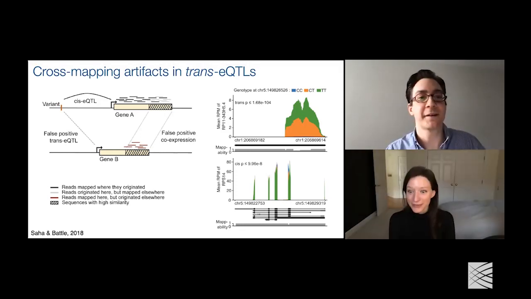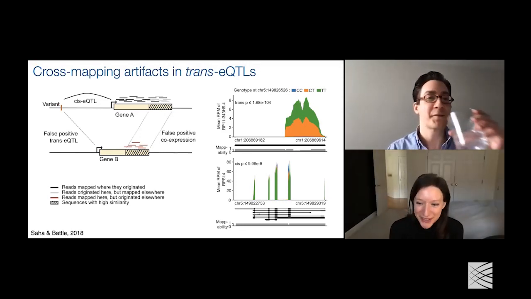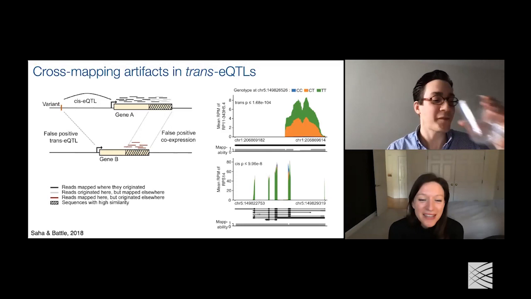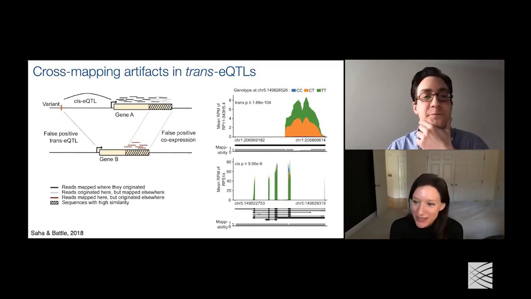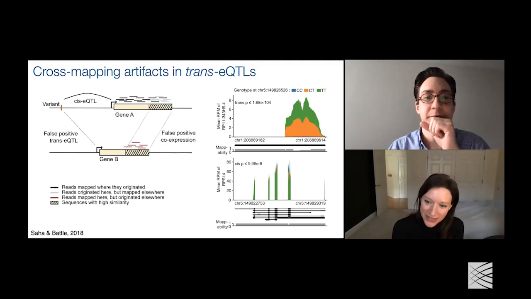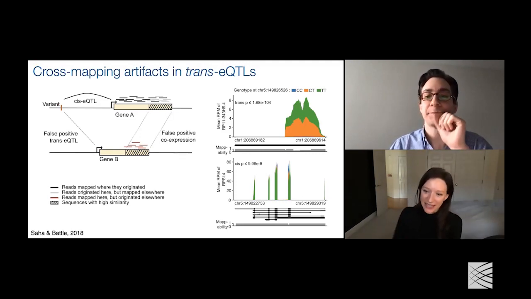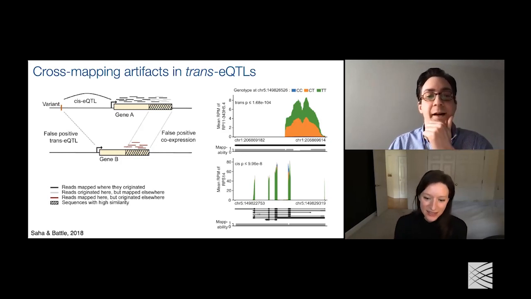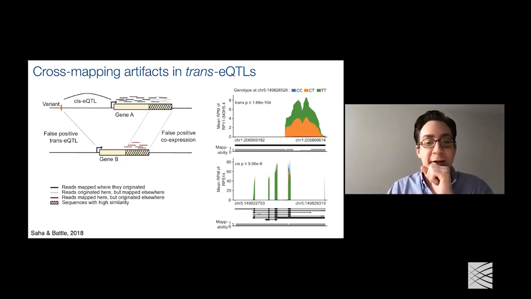Sorry, thanks, Francois. Everyone's very interested in your approaches. And so the question was just, when looking at these trans eQTLs, what's the relative power you need to detect a trans eQTL versus a cis eQTL in terms of sample size? I don't have a good answer for this.